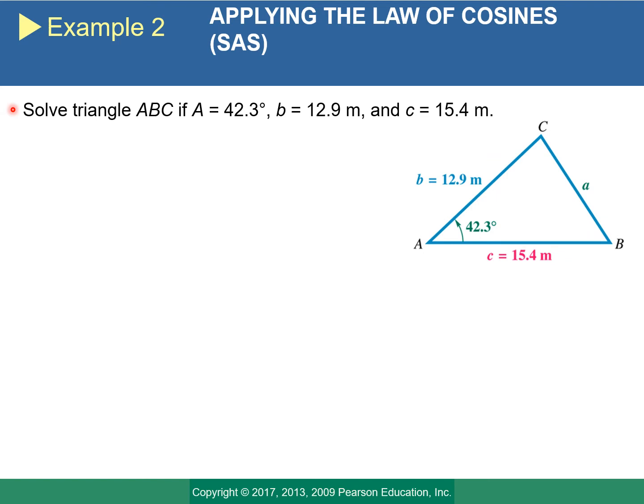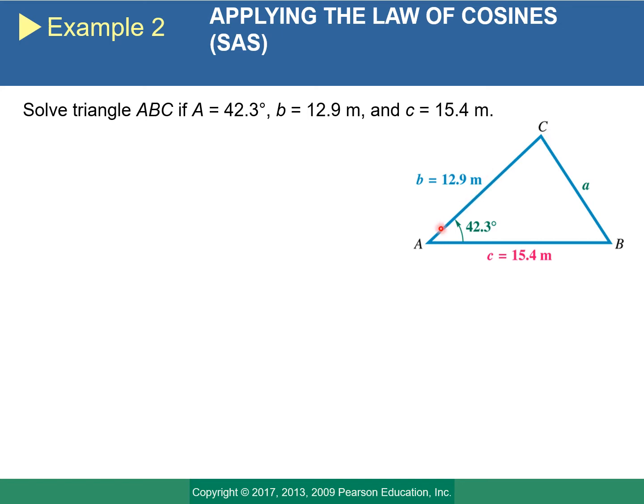Let's try this example now. Solve the triangle ABC if A is 42.3 degrees, little b is 12.9 meters, and little c is 15.4 meters. So if you don't have a drawing provided, I would recommend just sketching it just so you know which case you have. So I have it written here, side angle side, but let's say you were just given this sentence, solve this triangle. You would want to recognize which case you have.